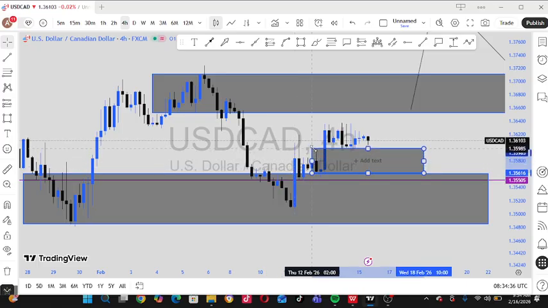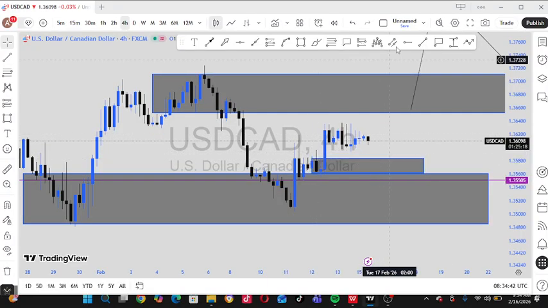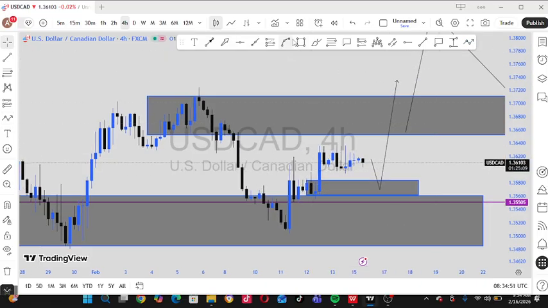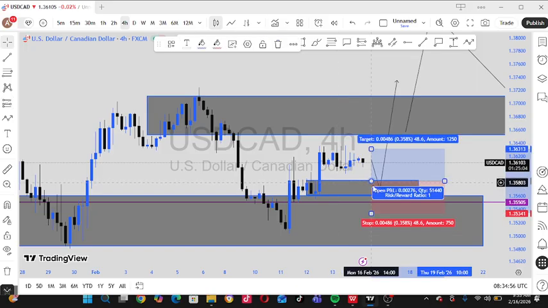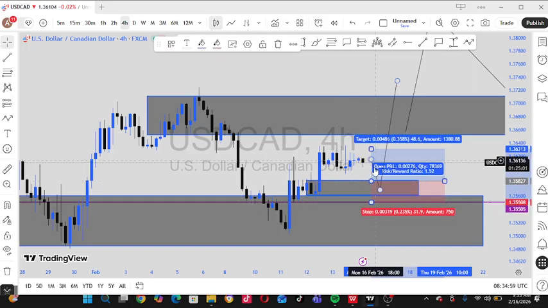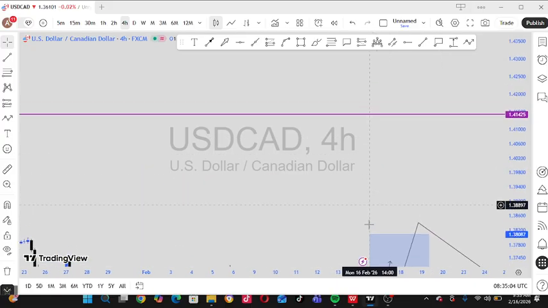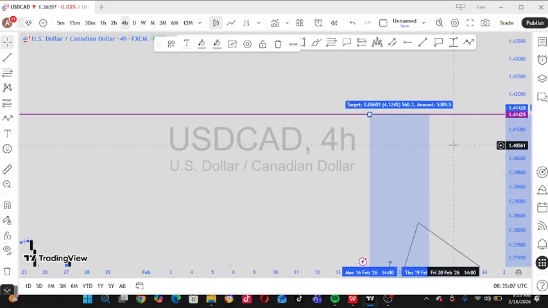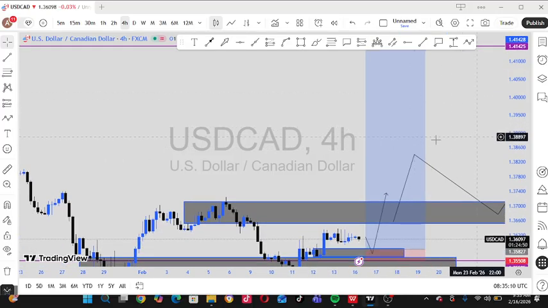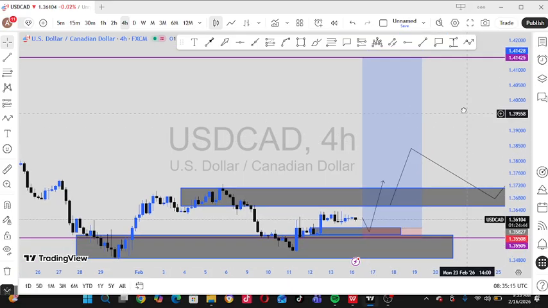The market has not mitigated it fully. Let's use the body. So we expect the market to come back to this level. If the market comes back to this level, we say we want to buy. Those people that want to set a limit order can set it because the stop loss will not be much. Then you target your next draw on liquidity. So that's that about USDCAD, 1:17 ratio.